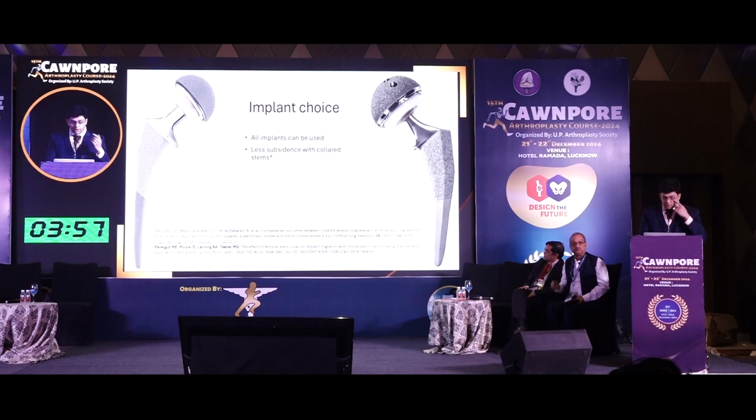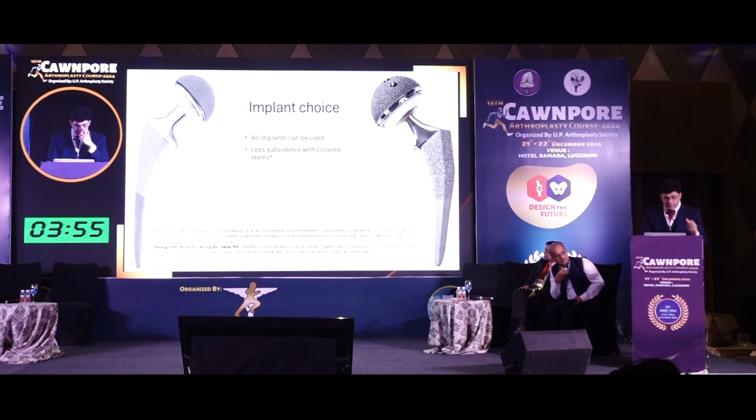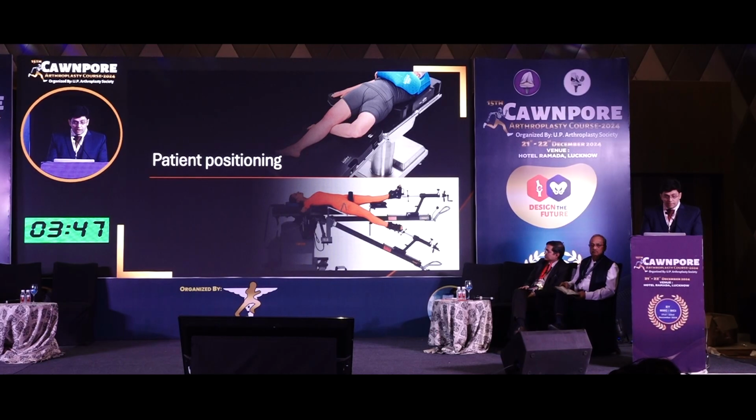I've matured from a normal table to a traction table. Implant choice, frankly, any implant can be done, including your S-ROMs. But yes, literature states that there is less subsidence with collared implants. Patient positioning. Every table is the best table. So if you're using a normal table which gives you a break, you have to ensure that the hip is at the edge of the table and that the break is at the level of the GT.